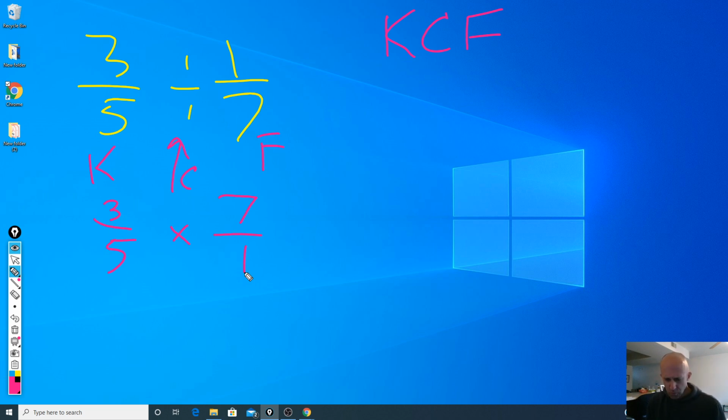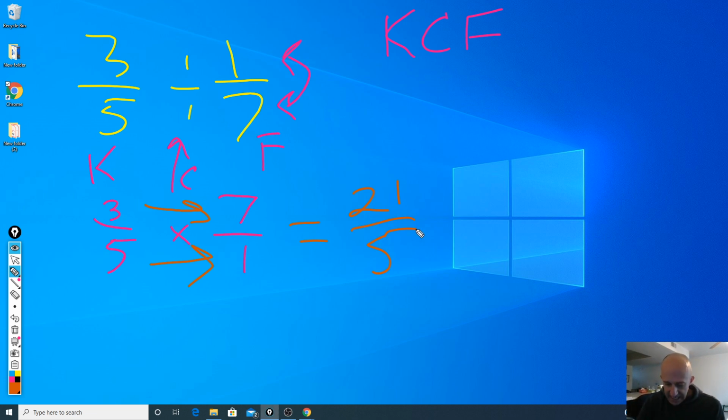So when we change that last one, we flip the numerator and denominator. They swap places there. I hope this part now looks a little bit familiar, since we just talked about multiplying two fractions. So in this instance, you multiply across. 3 times 7 is going to be 21. And then 5 times 1 is obviously going to be 5.